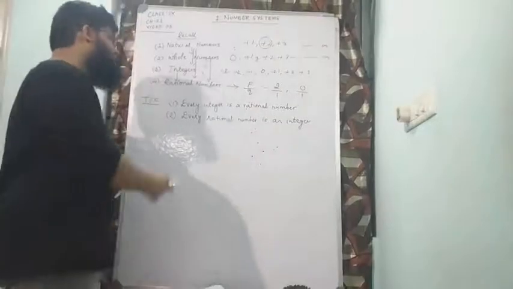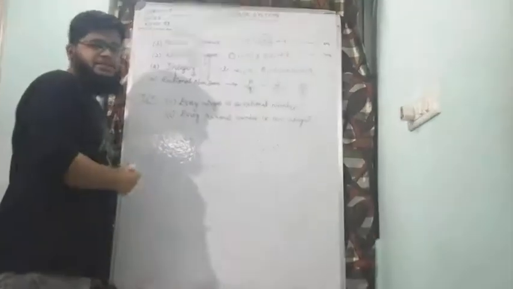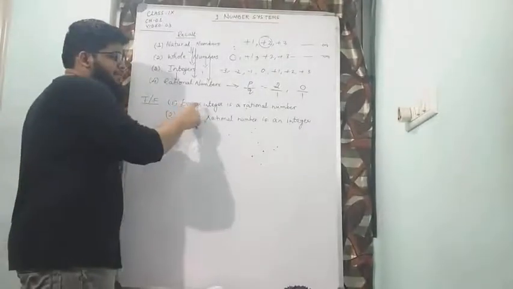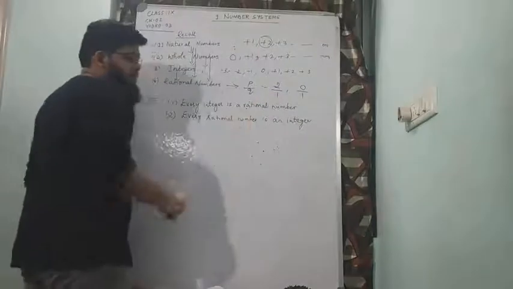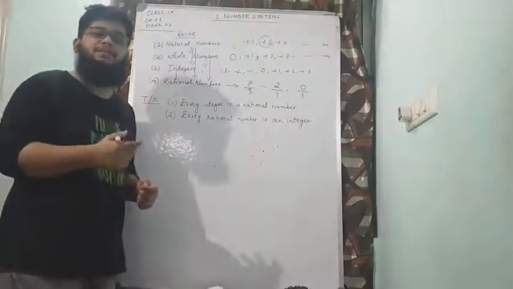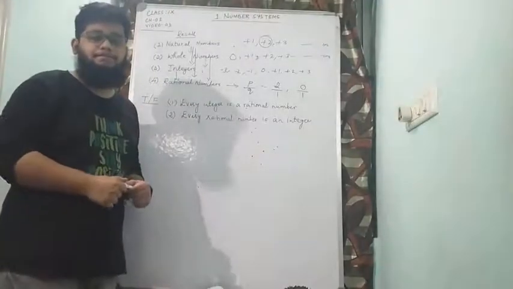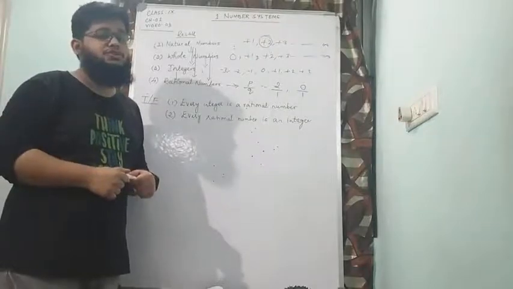Based on what we have learned, I have written two questions here. Let us say whether they are true or false with some reasons. Question number 1 tells, every integer is a rational number. Every integer is a rational number. What do you think the answer should be? Whether it should be true or false? The answer has to be true.